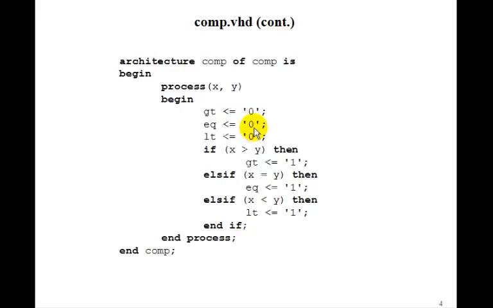So in any combinational circuit, you always want to initialize your values to some value, in this case 0. If you don't do this, then VHDL will assume you want it to stay the same, and it will actually infer a latch. We'll talk about latches later, but that's not what you want here. So it's very important that you make sure that greater than, equal, and less than always get assigned some value each time through this process.